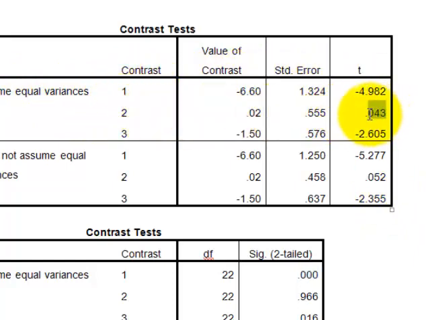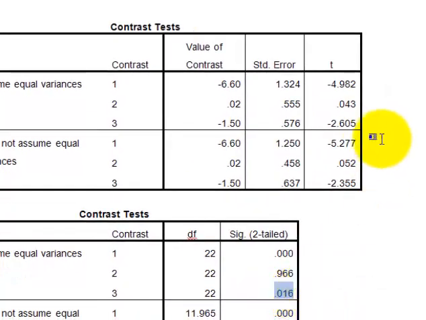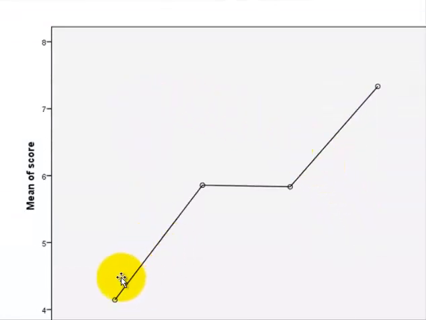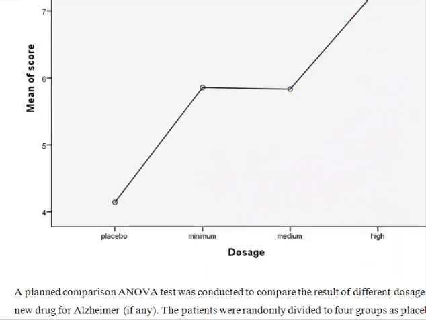Not in your second comparison, right? That's a very small t. That is not a small significance value. But there was in your third comparison. That's less than 0.05, and there's the t-score for that. So you had a significant difference in your first comparison and your third comparison, but not your second. So let's see how you wrote that up. The means plots kind of agree, right? There's the placebo. There's the high. Not much difference between the two in the middle.